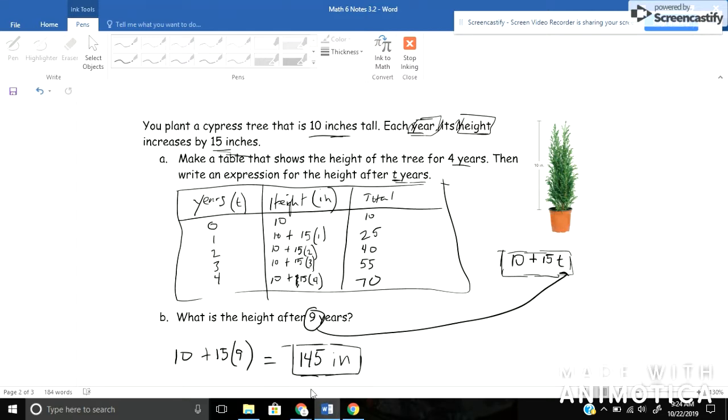So hopefully you can see why it's helpful to write an expression rather than having to keep going with this. What if they want to know after 20 years? If you had to do every one of those single calculations, that would get old. Or if you had to add 15 every single time, that would take more time than just using this expression and substituting in your number of years for t.